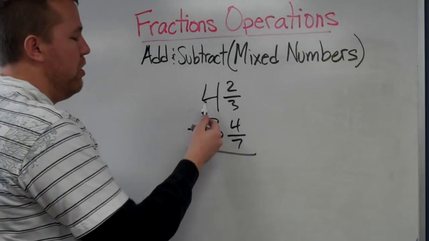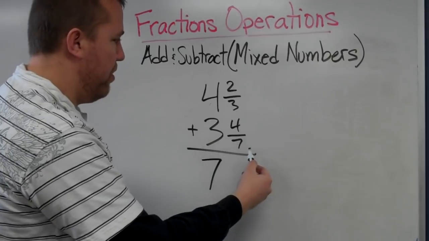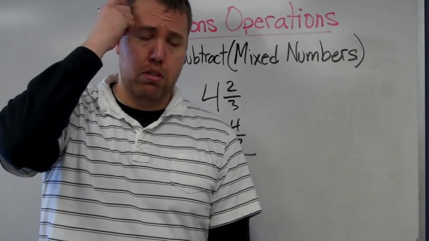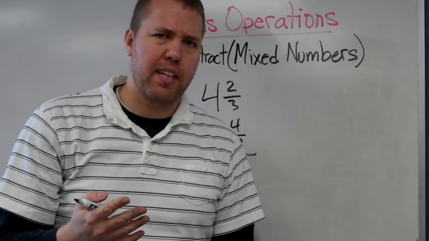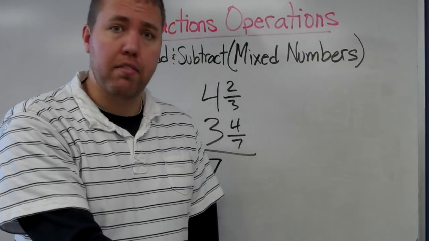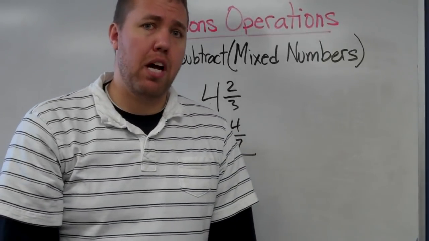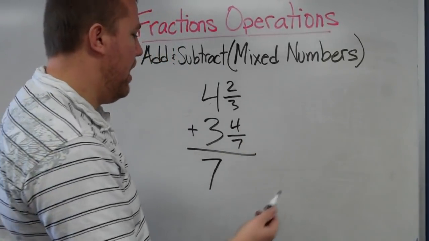So first off, sure, I can do 4 plus 3 and I have 7. Then 2/3 and 4/7. How do I add that together? I can't add, or subtract for that matter, fractional parts that don't have the same denominator. So let's find the same denominator.